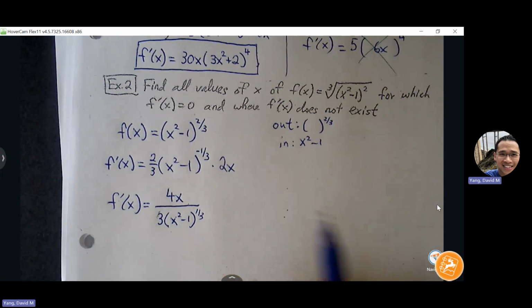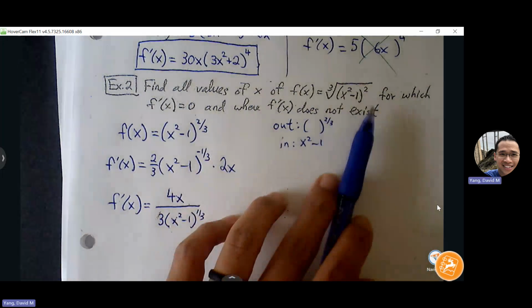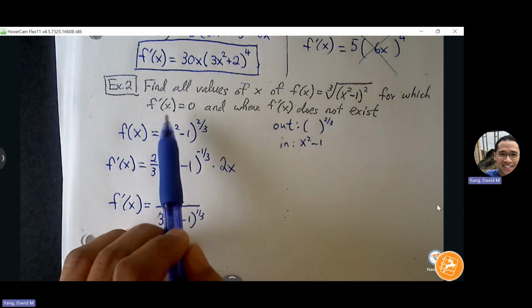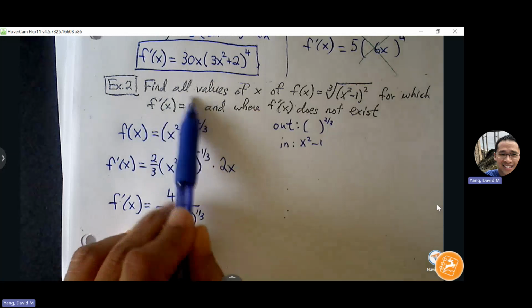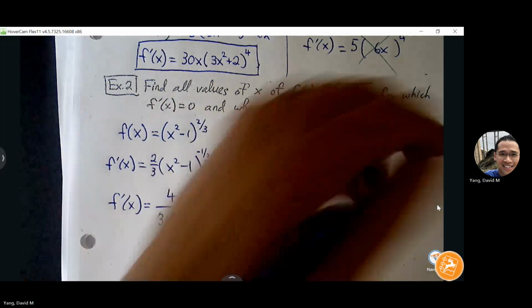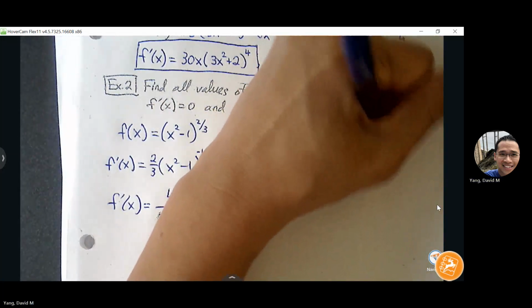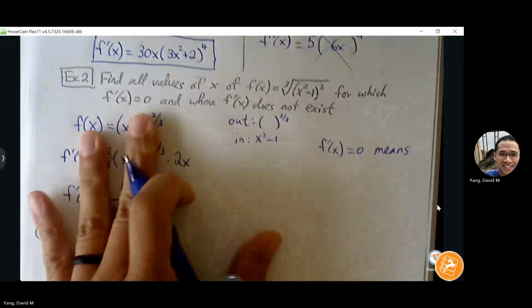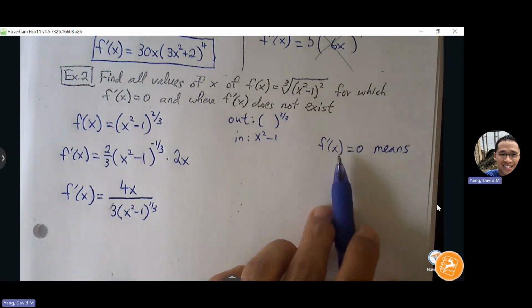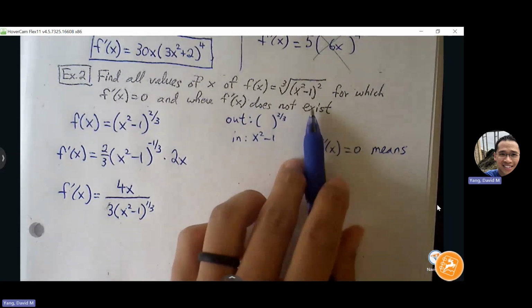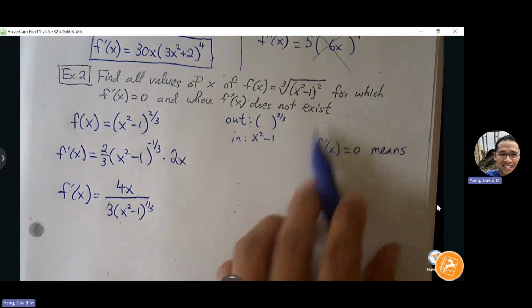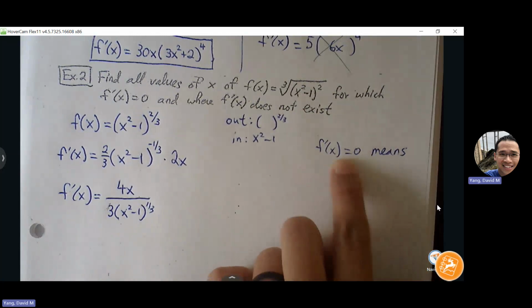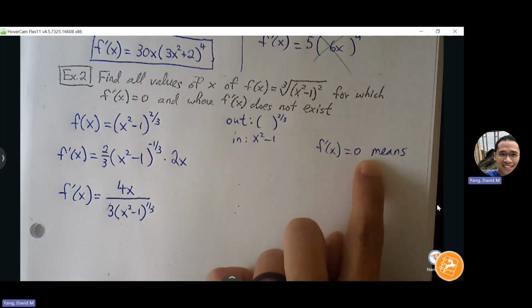Okay, that's the first part. Find all the values where f prime is equal to 0. So can you rephrase it a different way? What does this mean? Where the derivative does not exist. Well, f prime doesn't exist, that's where the derivative doesn't exist. But can you phrase it a different way, so that it feels like slope is 0? So f prime equals 0.